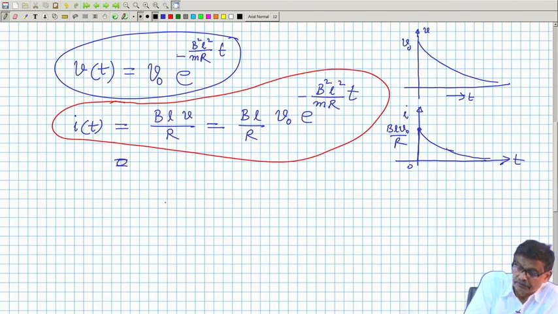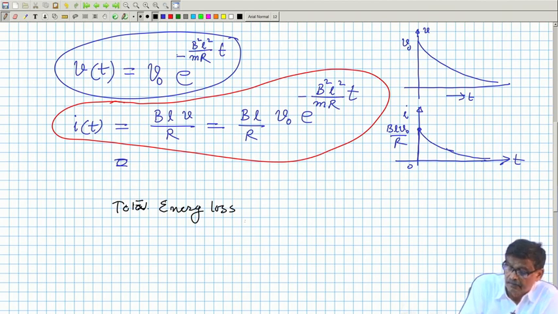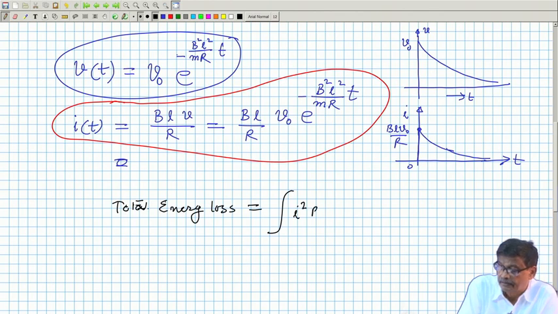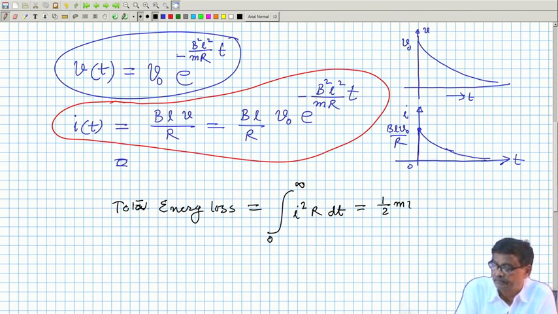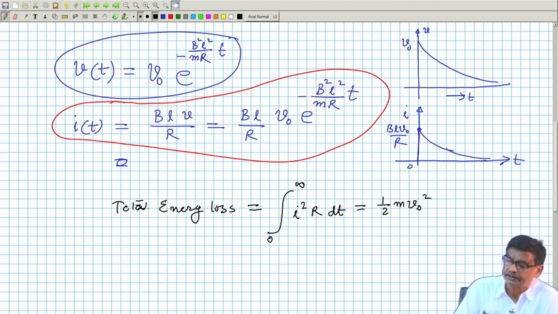So, the total energy loss in the resistance will be equal to the integral of I square R dt from 0 to infinity time. If you substitute the value of I here and calculate it, you will end up with this quantity, and that is what is expected, the initial kinetic energy. Anyway, this was the generator operation of a single conductor.